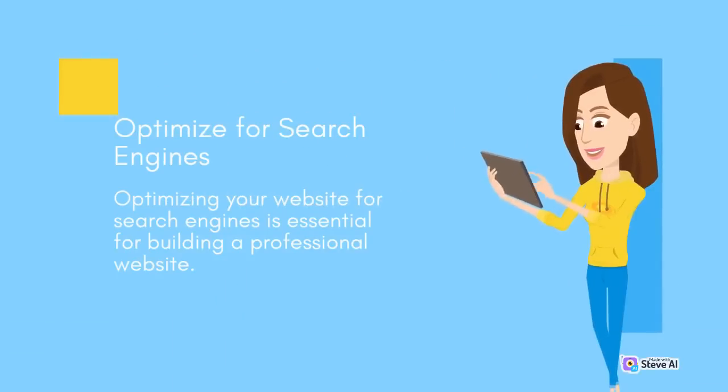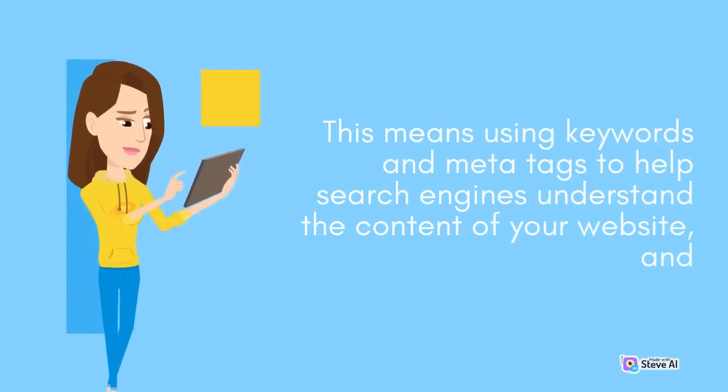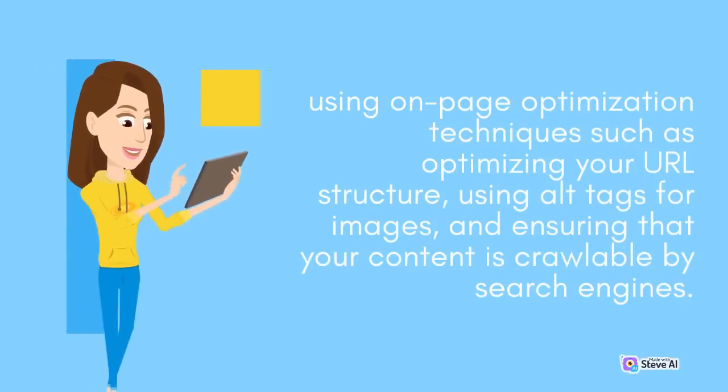Optimize for search engines. Optimizing your website for search engines is essential for building a professional website. This means using keywords and meta tags to help search engines understand the content of your website, and using on-page optimization techniques such as optimizing your URL structure, using alt tags for images, and ensuring that your content is crawlable by search engines.